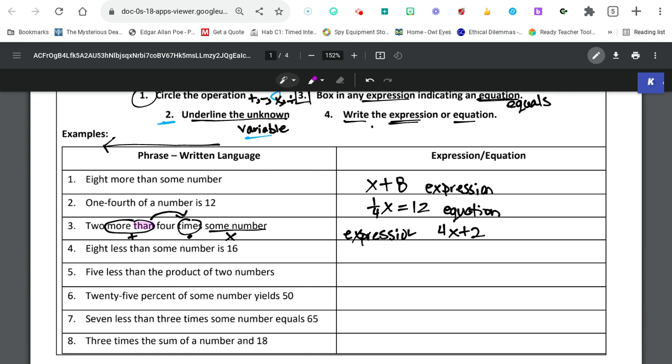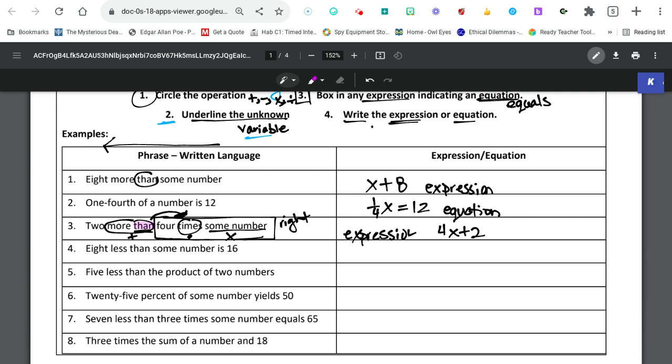On this side of the plus is 4 times a number. So I write all of that. I write what's on the right side of than. I always go to the turnaround word, and write what's on the right side of that turnaround word. The turnaround word is than.